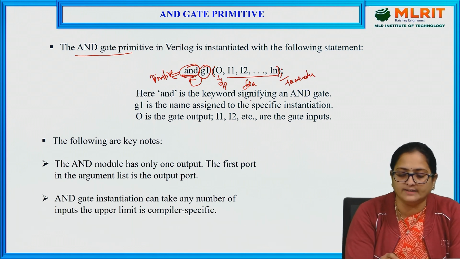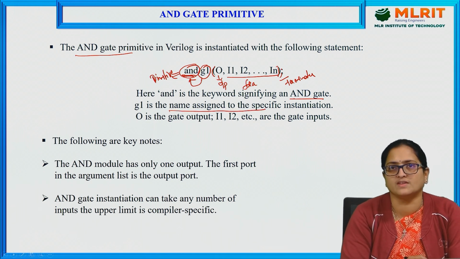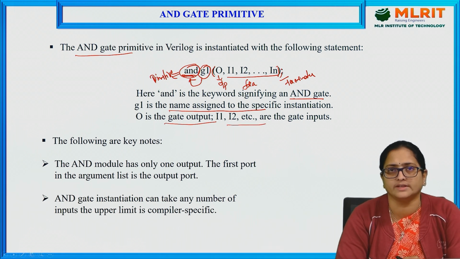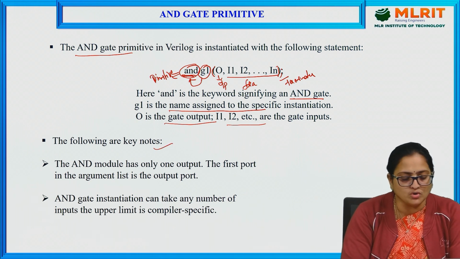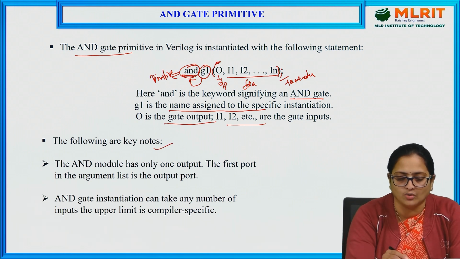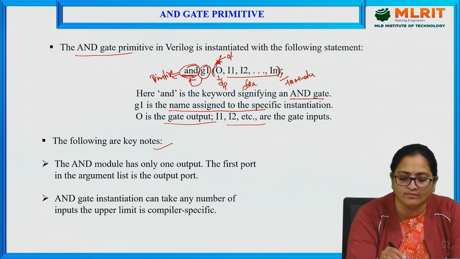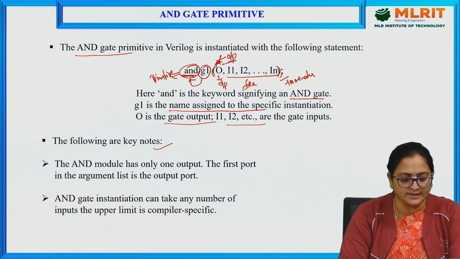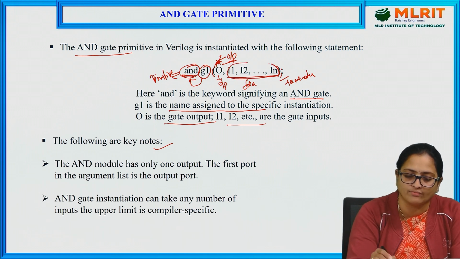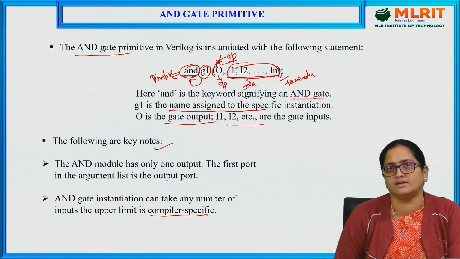Here, and is a keyword signifying an AND operation. G1 is a name assigned to a specific instantiation, and O is the gate output. I1, I2 till IN are the inputs. These are the following key notes. The AND module has only one output, that is O. The first port of the argument list should be the output port. And AND gate instantiations can take any number of inputs. The upper limit will be specified by the compiler.